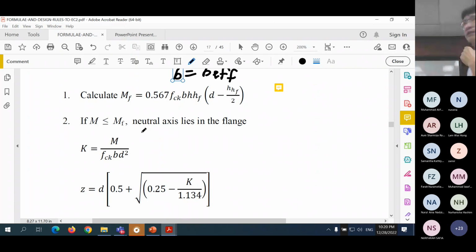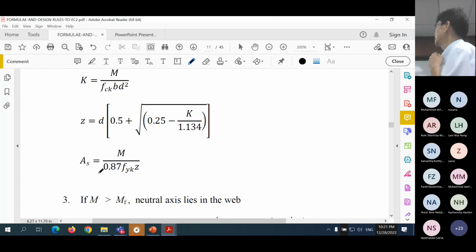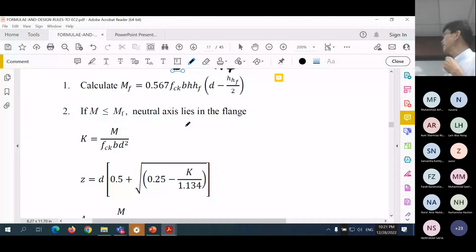So if the neutral axis lies in the flange, the calculation is very similar to rectangular sections. The next thing you calculate K, where M over FCK B is the width of the flange, D is effective depth squared. Then you calculate Z, the same thing as rectangular sections. Then you get the area of steel, the tension steel, AS equals M over 0.87 FYK Z. So this is very similar to design of rectangular section if M is less than or equal to MF, meaning that the neutral axis lies in the flange. Okay?